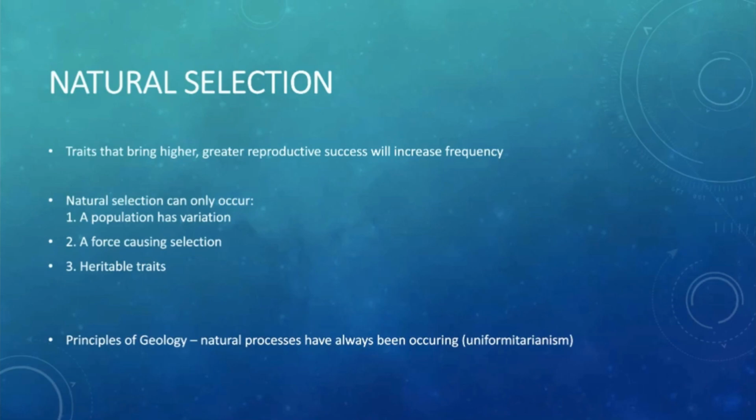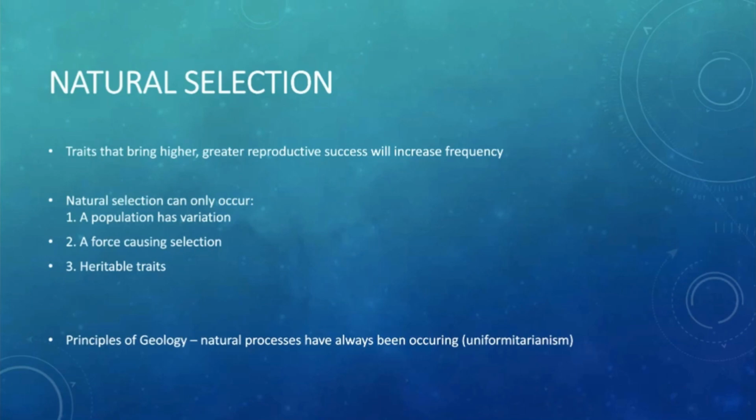Third would be heritable traits. There have to be heritable traits that increase the organism's probability of surviving and reproducing. Secondly, to be passed down, phenotype traits are not inheritable, only genotype traits. All three of these must be true and available for natural selection to occur.